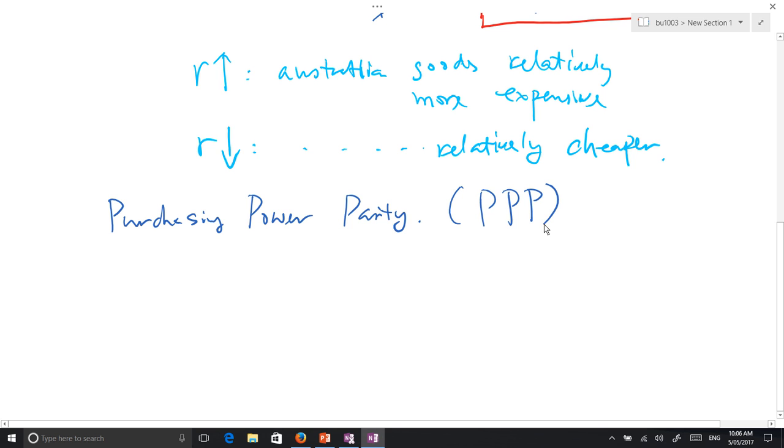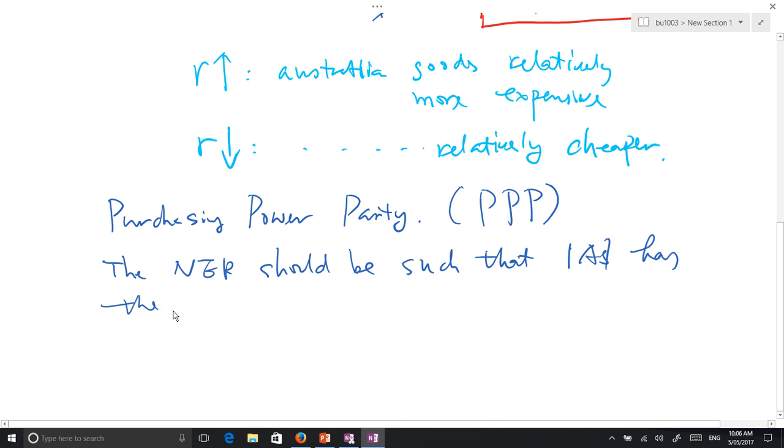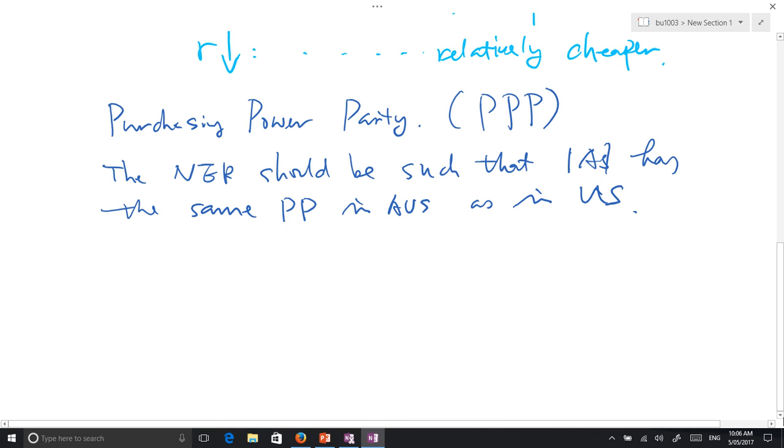The idea here is that 1 Australian dollar should have the same purchasing power in Australia as in the US. So the nominal exchange rate should be set such that 1 Australian dollar has the same purchasing power in Australia as in the US. Okay, this seems conceptually reasonable.